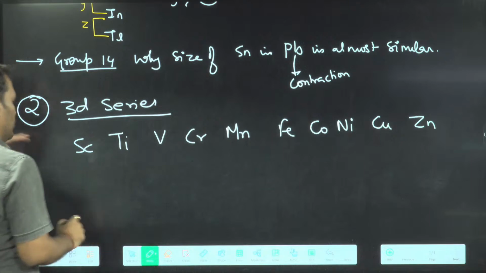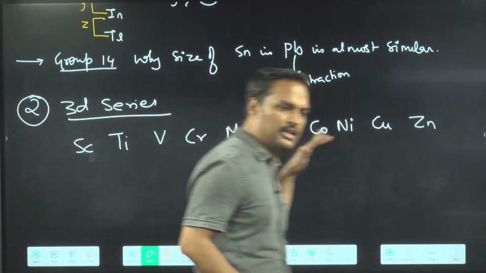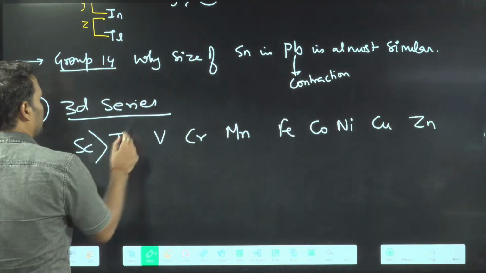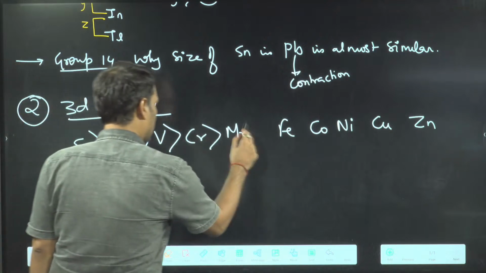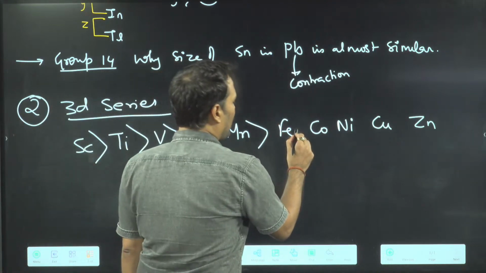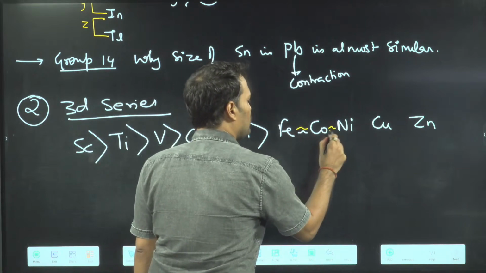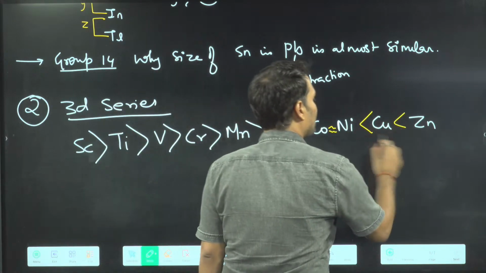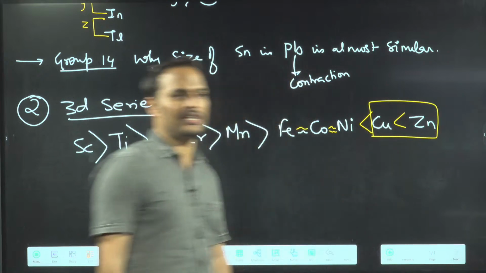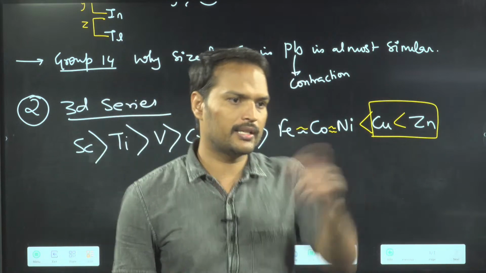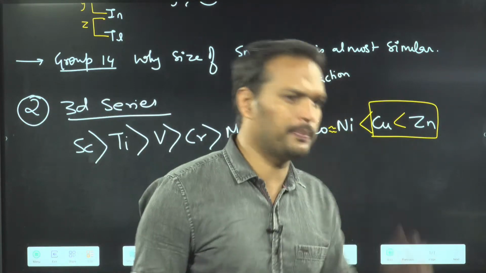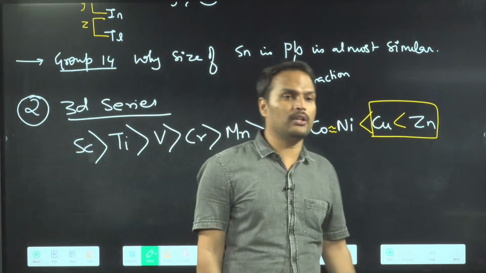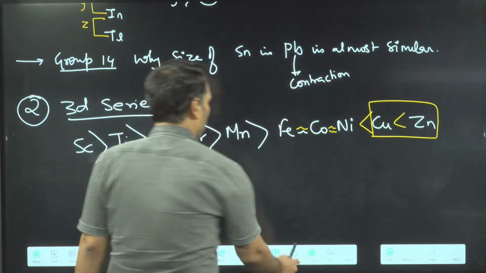Okay, so what we should know? This is the 3D series. As you move in a period, size decreases. So scandium should be bigger than the rest. But what is happening? From iron, you will see the size is almost the same. And moreover, here the size is increasing. Compare the size of copper and zinc. Keep in mind, they will ask you. Yes, correct, Nitisha. 3D series or fourth period? Anwar, correct. So copper, zinc, keep in mind. They will ask you who is big? Zinc.